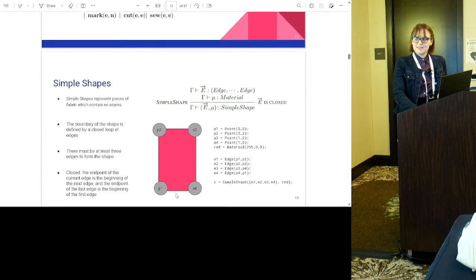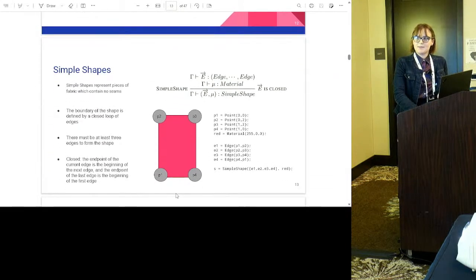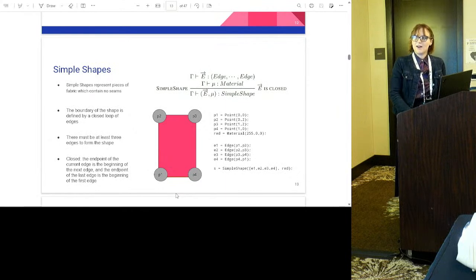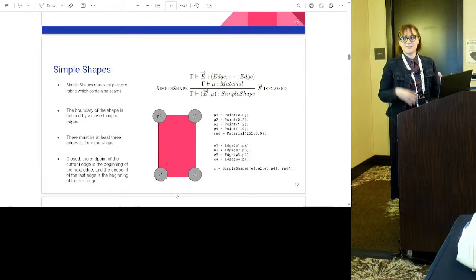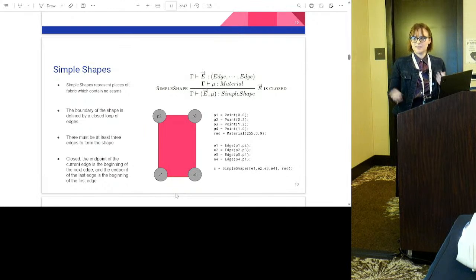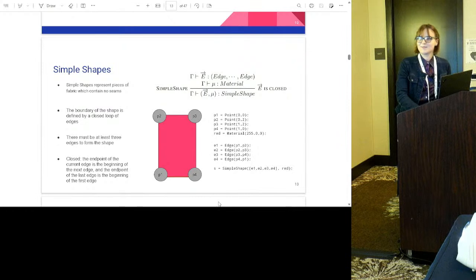So before we can talk about how we operate on them, we can talk a little bit about what our shapes are. Shapes are defined as a collection of edges. This is how you would define this nice red rectangle, which we will be seeing throughout this presentation.